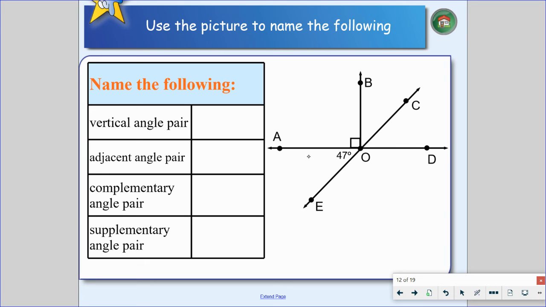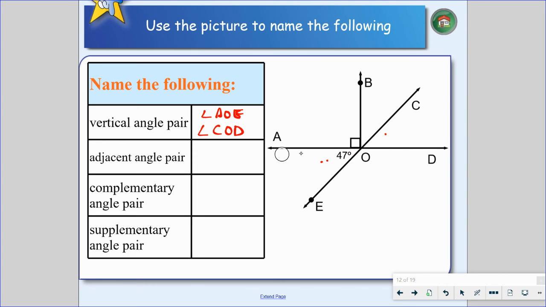So vertical angles, remember vertical angles are kind of where two lines intersect and they're opposite of each other. If angle AOE is 47 degrees, then so too would angle COD. So I'm going to go ahead and write angle AOE and angle COD. All right, onward we go.